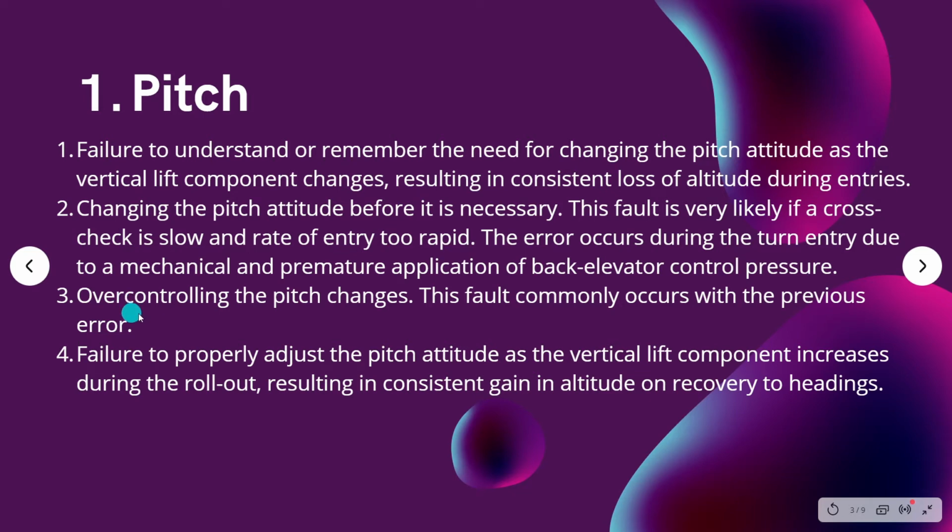Next, over-controlling the pitch changes. This fault commonly occurs with the previous error. So basically, over-controlling occurs in the previous error. Failure to properly adjust the pitch attitude as the vertical lift component increases during the rollout, resulting in consistent gain in altitude on recovery to headings.